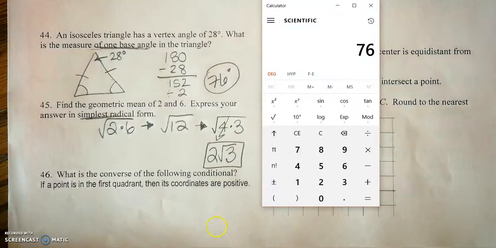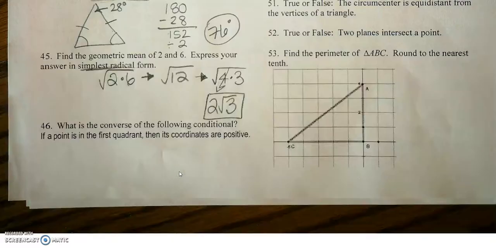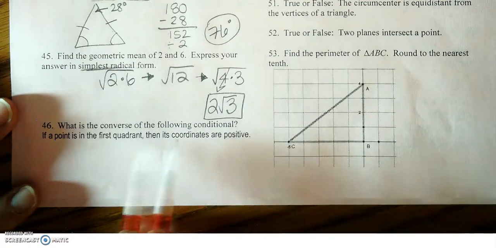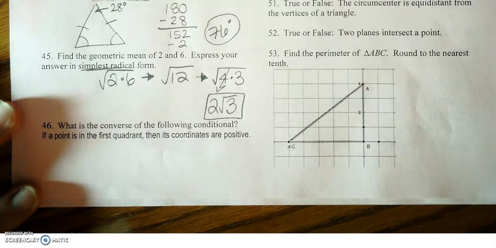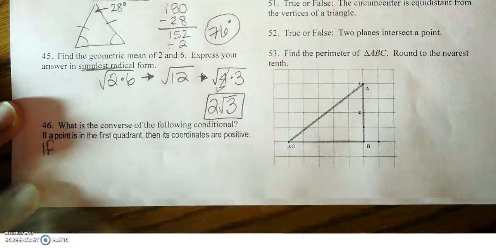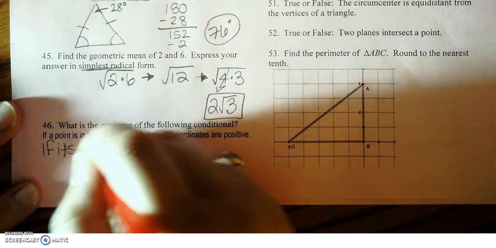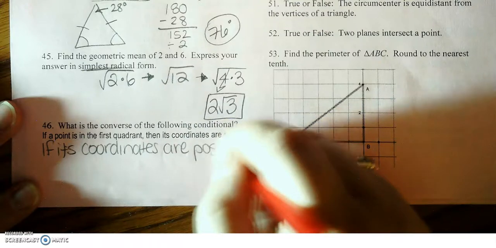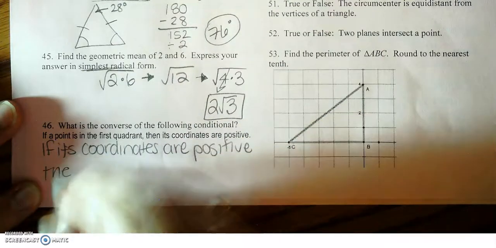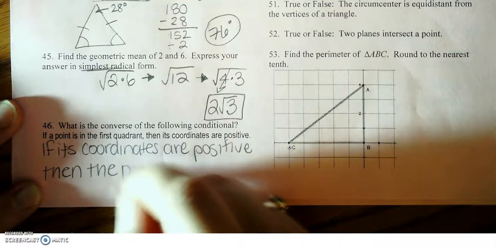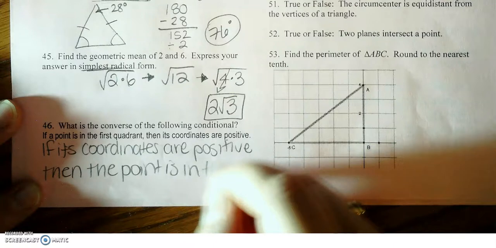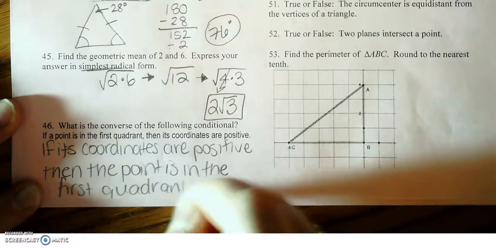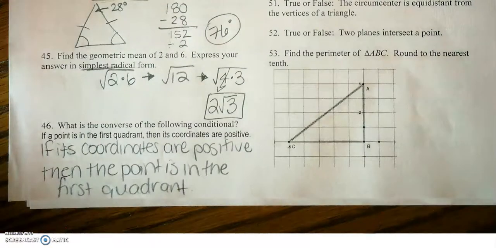All right, 46. The converse of a conditional switches the hypothesis and the conclusion. So we're going to take the then part and put it at the beginning. I'm going to say, if its coordinates are positive, then the point is in the first quadrant. Converse just switches the hypothesis and the conclusion of a statement.